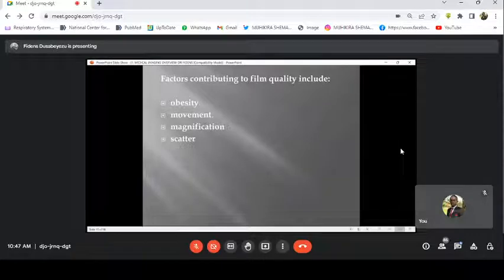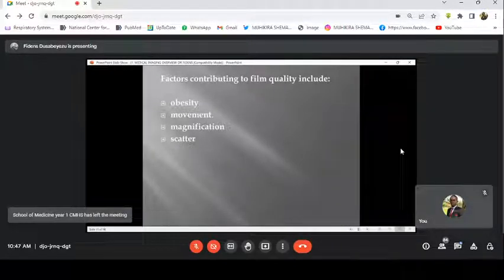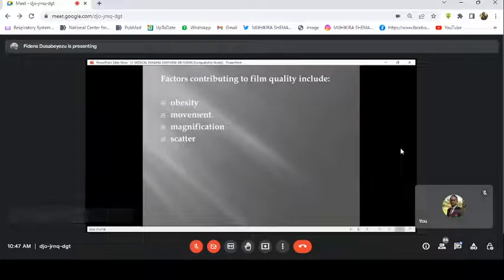Movement. If you are taking an image, X-ray, ultrasound, fluoroscopy, even CT scan, even an MRI, we always tell the patient not to move at all, to stay in the same position, even to stop breathing, because breathing movement can reduce the quality of an image. Another factor is magnification. You know it very well. If you magnify a picture on your phone, it loses quality. You know that even from normal photography.